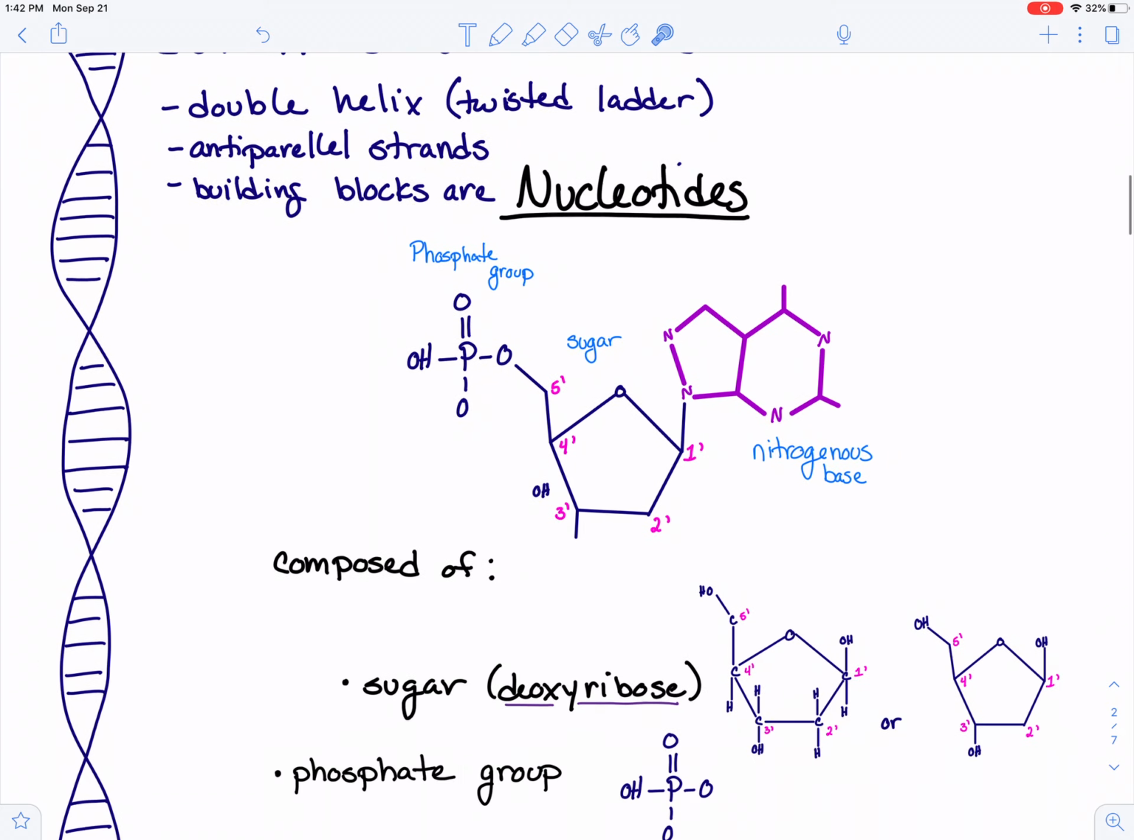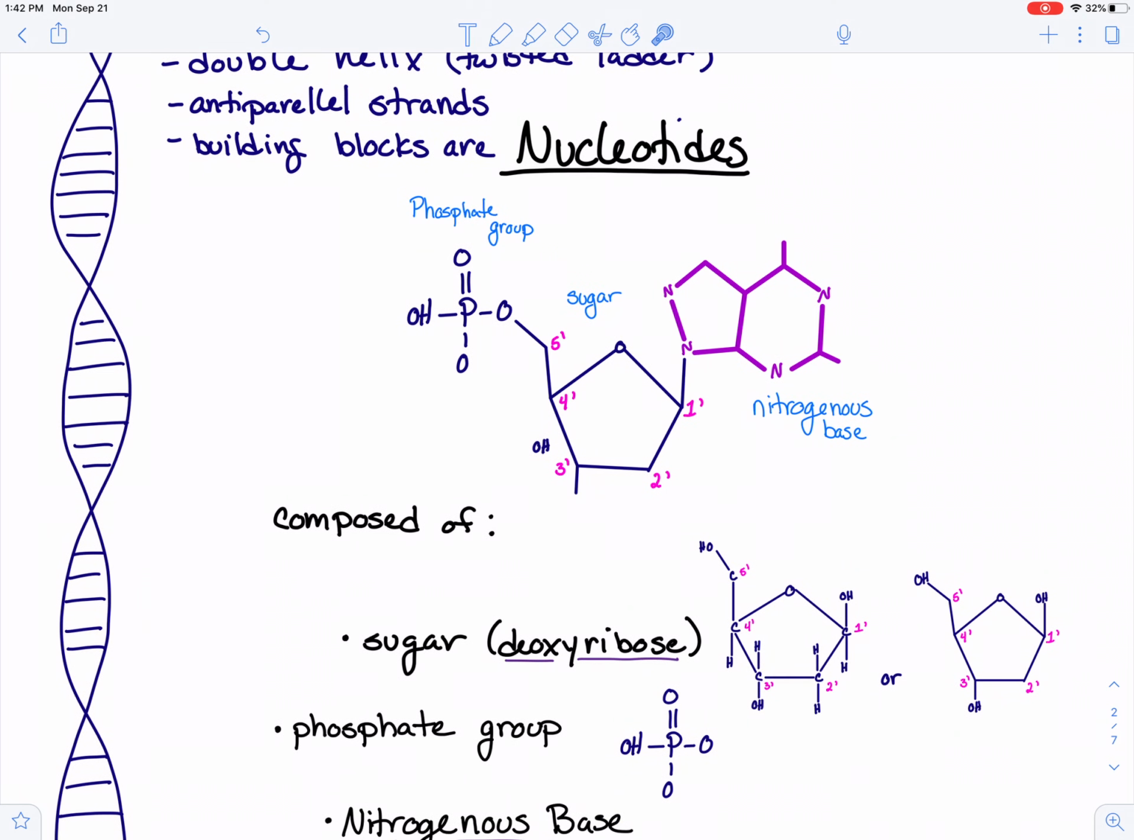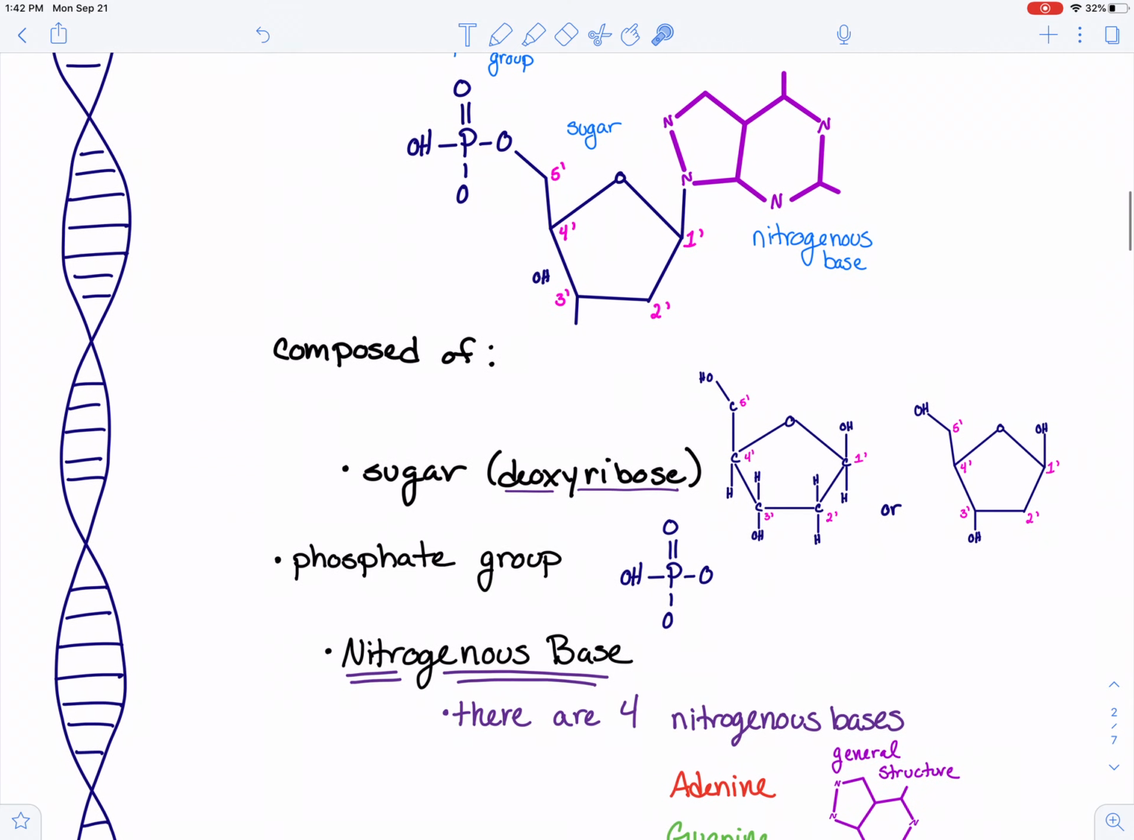So let's talk a little bit about what the nucleotides are. These are the monomers, or the building blocks, of our DNA. Our nucleotides consist of three parts: the phosphate group, the sugar, and the nitrogenous base. The sugar is called deoxyribose. I know it's a sugar because it ends in that -ose. And it typically looks like this. This would be the sugar for RNA. We will talk about that later. There is a phosphate group. That just means a group that has a phosphorus in the middle.